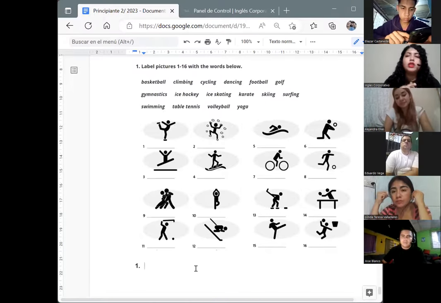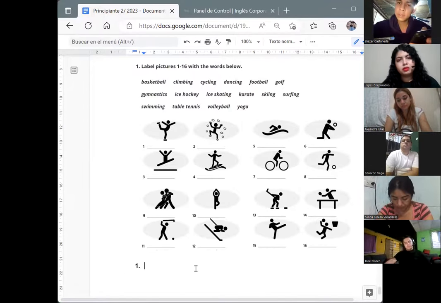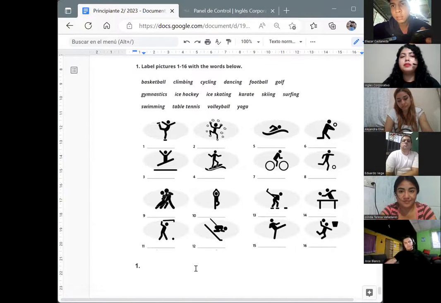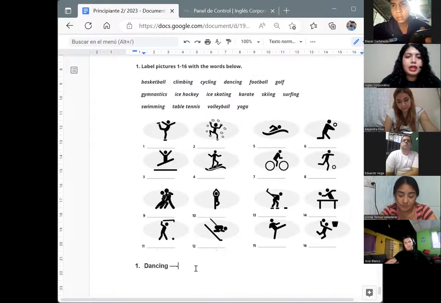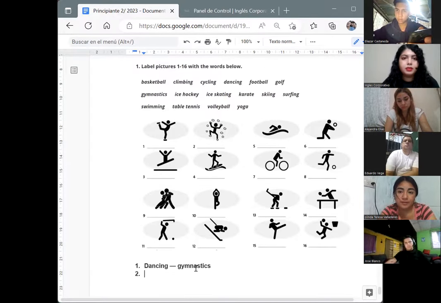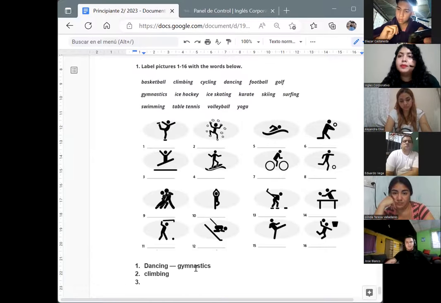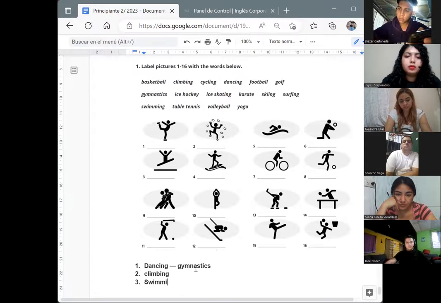What is number one? ¿Qué está haciendo el del número uno? ¿Qué creen ustedes? Dancing. Veremos. Vamos a irlos poniendo. Gymnastics. Vamos a ir poniendo por acá dancing and someone said gymnastic. Vamos a ponerlos así. Ya luego vamos a ir arreglando. Number two. ¿Qué está haciendo el número dos? Climbing. Ah, muy bien. Climbing. Número tres. Swimming. Es swimming. Número cuatro. Tennis.